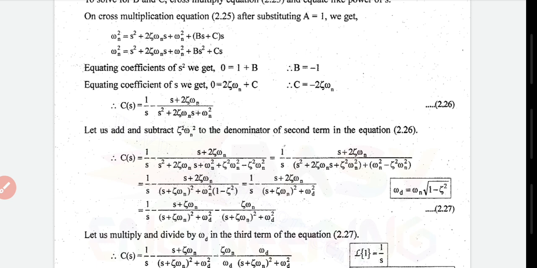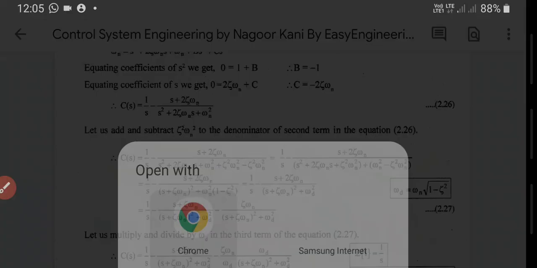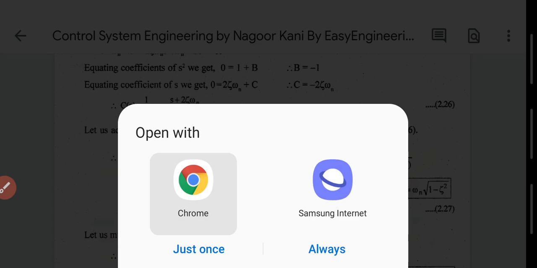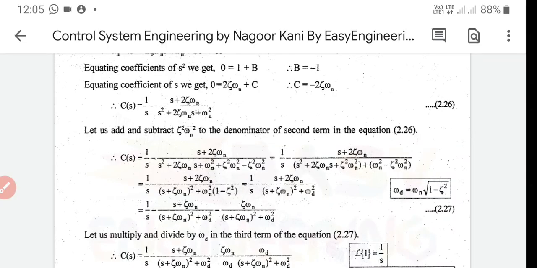Okay, that is equal to, what is the value? So here you are considering S square plus 2 zeta omega n s plus zeta square omega n square. Okay, that gives in the form of (S plus zeta omega n) whole square. Okay, so now this total is converted like this.